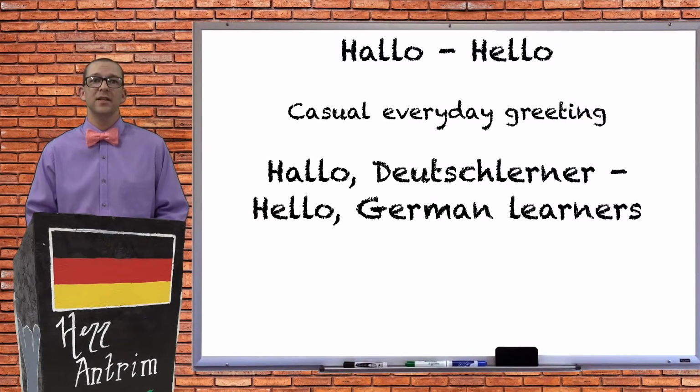The first greeting on my list for today is the easiest, as it's basically the same as the English hello, but Germans spell it with an A, and due to the two L's, we use the short A sound when we say hallo. It's used exactly the same as it is in English, but is considered to be a little bit more informal than other greetings on our list for today.